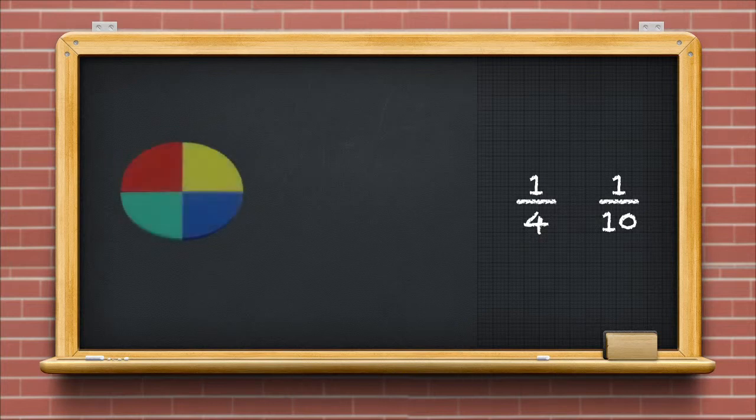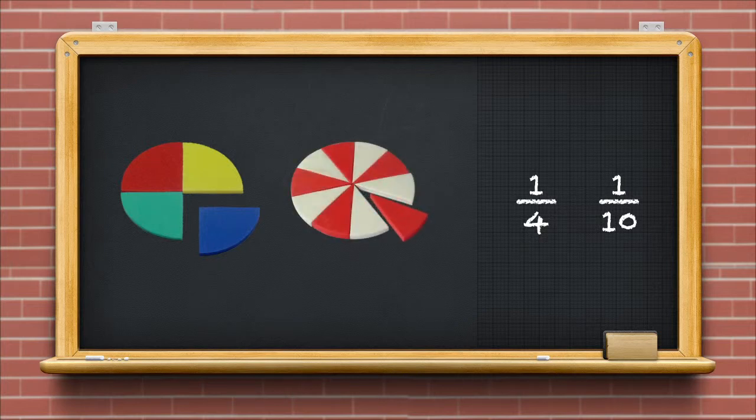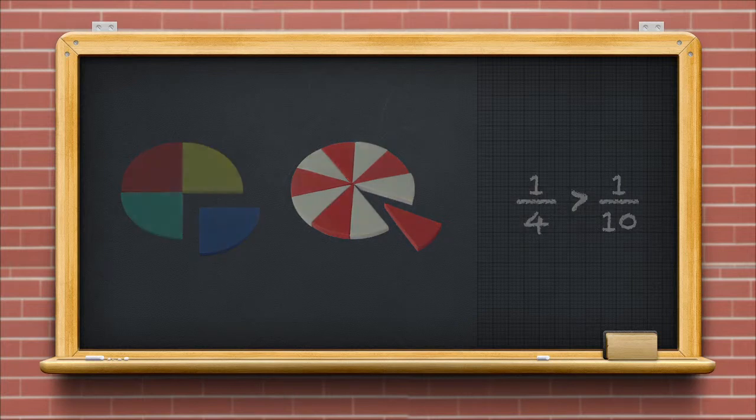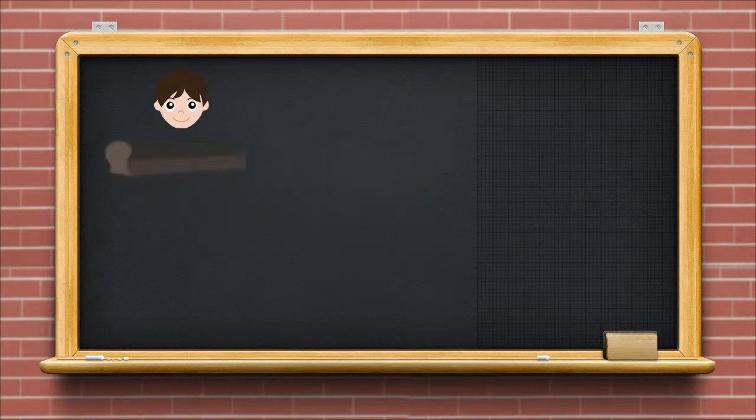In this circle, we have 1 part out of 4 equal parts, or 1 upon 4. And in another circle, we have 1 upon 10, or 1 part out of the 10 parts. It is very clear that 1 upon 4 is greater than 1 upon 10. Let us also use a real life example of a cake to show this.